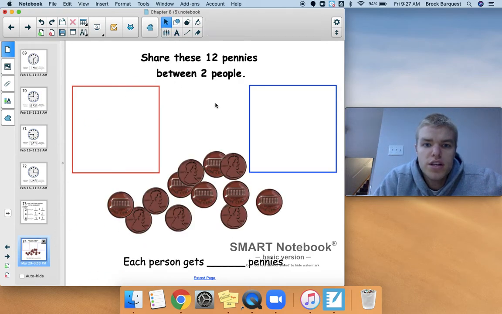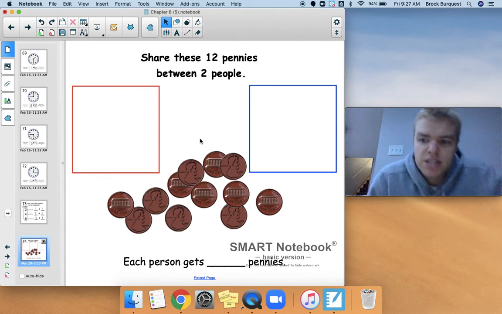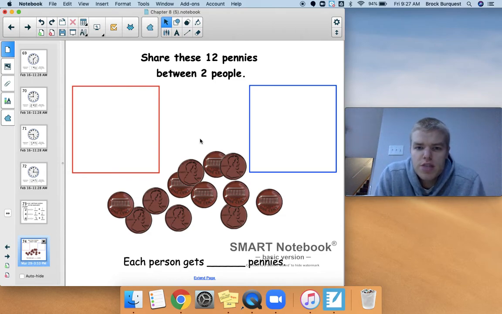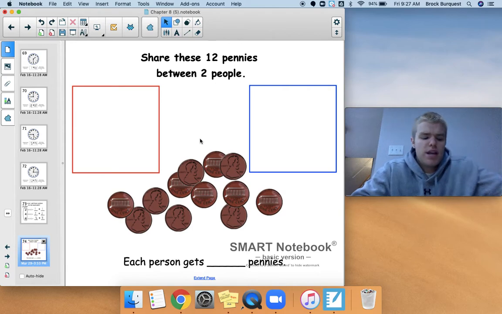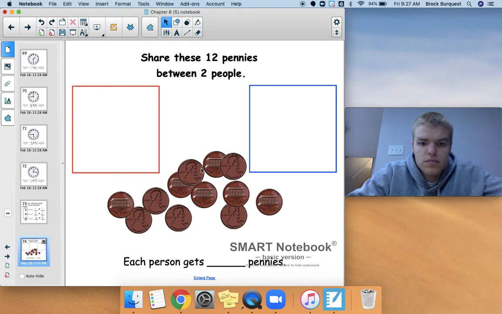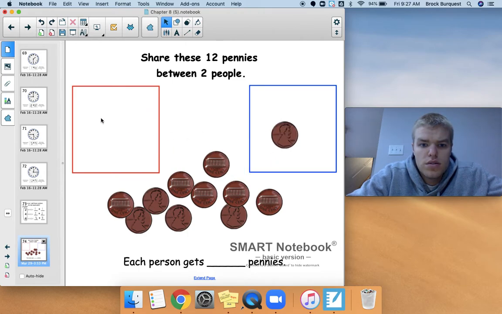So the question is, I want to share these 12 pennies between two different people. So how many pennies do you think each person should get? Can you write down on your board or on your paper real quick? How many pennies should each person get? Take your best guess. Well, I'm going to test this out. I'm going to start by dragging 1, 2.